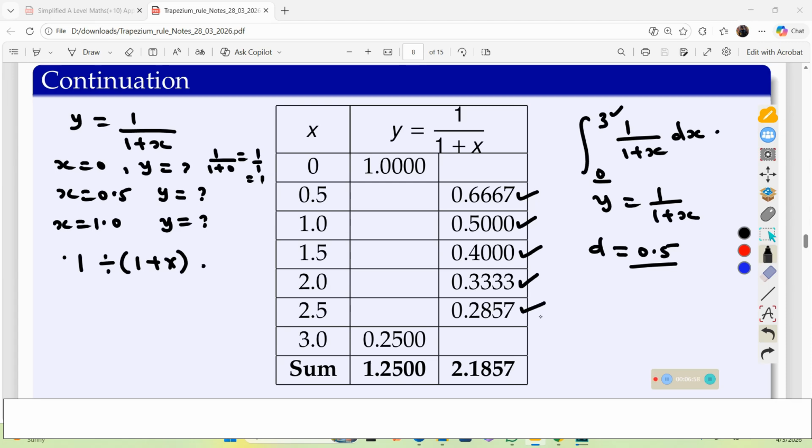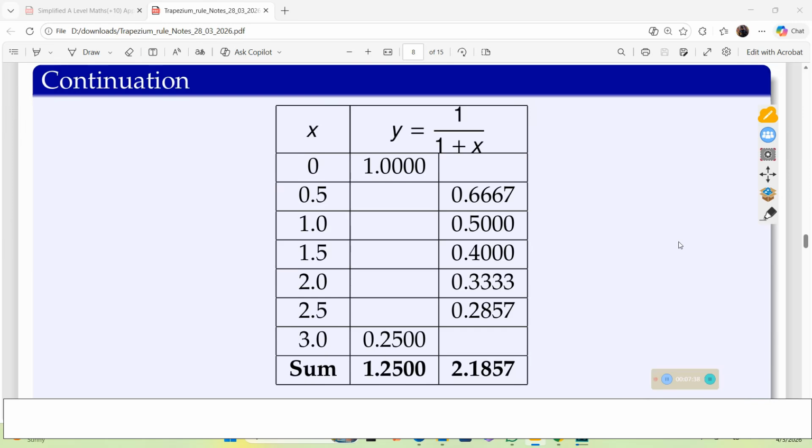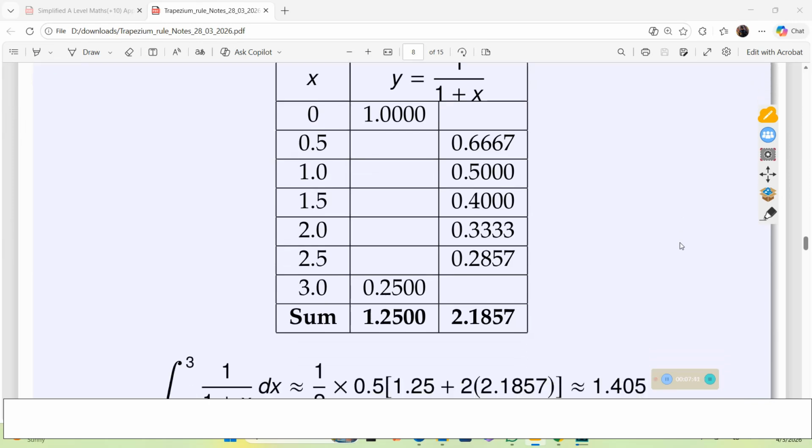Now from there, add these ones here. So we add 0.6667, we add 0.5000, we add 0.4000, we add 0.3333, and we add 0.2857, and you'll be able to get 2.1857. Then 1 plus 0.25, you will get that. So that is what we shall obtain. After obtaining all the values in the table, we can now look at the trapezium rule.